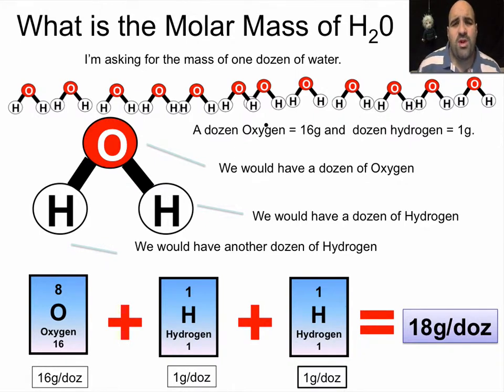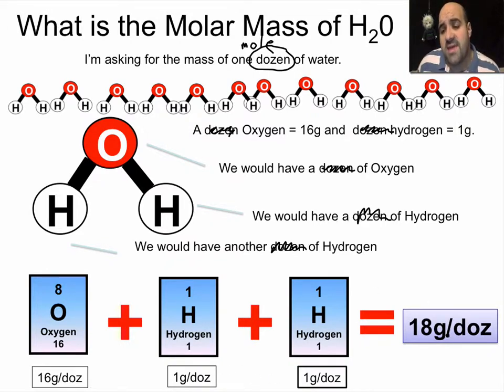Everywhere you see the word dozen, you can put in the word mole. A mole of oxygen is 16 grams. A mole of hydrogen is 1 gram. If we had a mole of water molecules, we would have a mole of oxygen, a mole of this hydrogen, and another mole of this hydrogen. And of course, this unit down here would be mole, mole, mole. And we would end up with 18 grams per mole. Exactly what we're going to do.